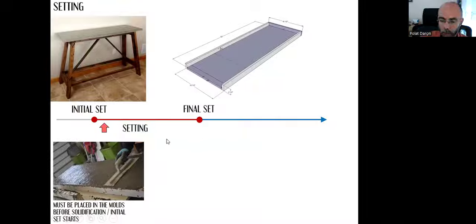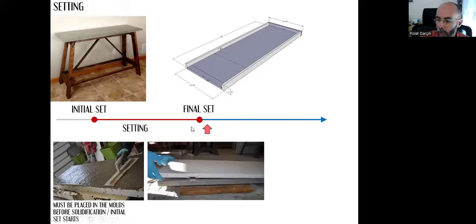Because once it passes this moment, when it starts to solidify, the form will not be what we want it to be. We need to keep the concrete inside this mold after the final set. We shouldn't remove the molds before the final set happens. But if it passes this moment, then we can easily remove them because it's a fully solid object.